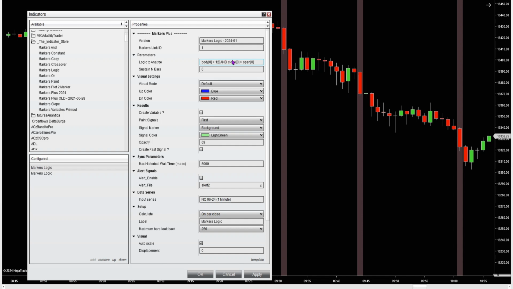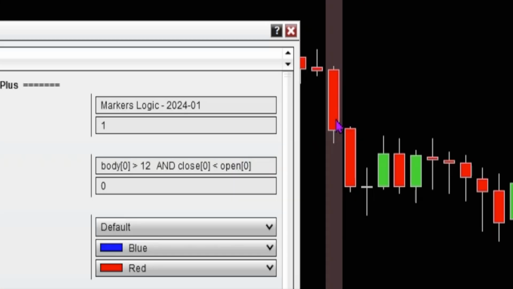Second condition, we want the close of the current bar to be greater than the open of the current bar, and that's for longs. I've got it painting a background. You could do any kind of marker. Now for the shorts, the body of the current bar is greater than 12. Once again, still greater. But for the second condition, we want the close of the current bar to be less than the open of the current bar.